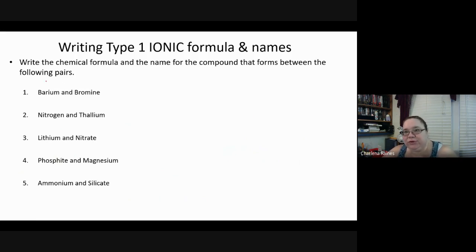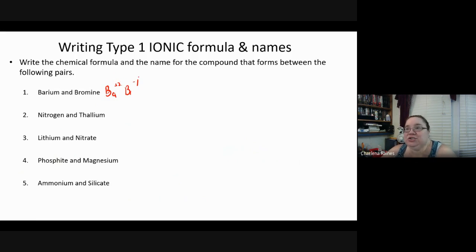So if I notice barium is in group 2, it forms a +2. Bromine is in group 17. It forms a -1. When we're writing our formulas, remember that our most metallic element has to go first, which is typically the thing that has that positive charge.